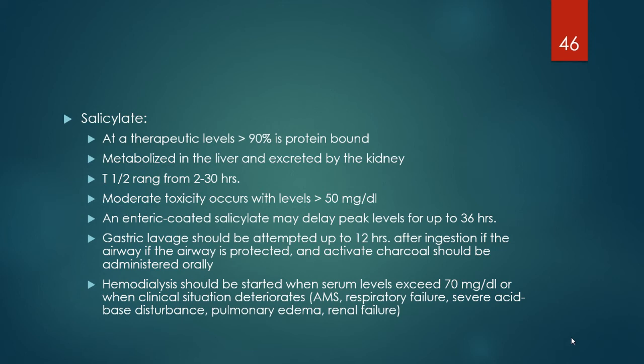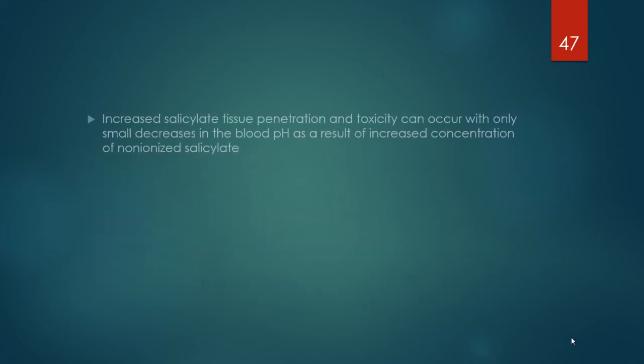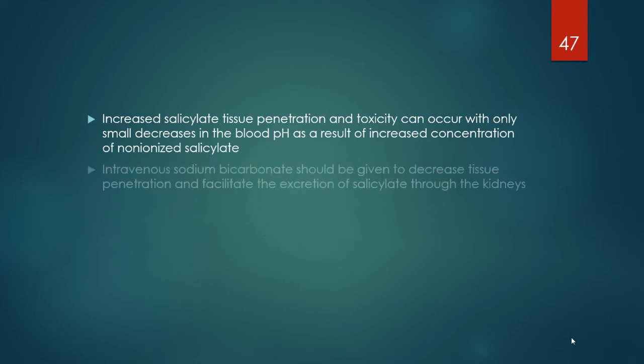Dialysis should be started when the serum level exceeds 70, or when the clinical situation deteriorates: altered mental status, respiratory failure, severe acidosis, pulmonary edema, and renal failure. Increased salicylate tissue penetration and toxicity can occur with only a small decrease in the blood pH as a result of the increased concentration of non-ionized salicylate. We can consider giving sodium bicarbonate in this situation to decrease the tissue penetration and facilitate excretion by the kidneys, or also, if needed, by dialysis.